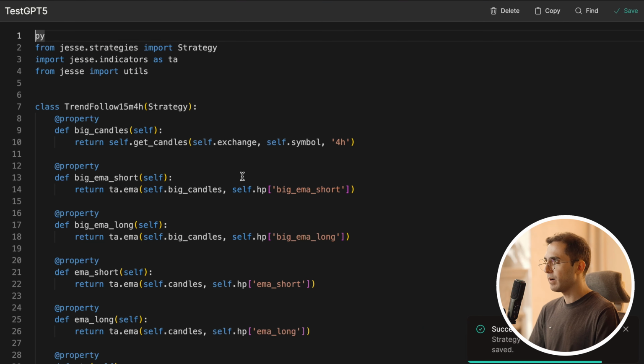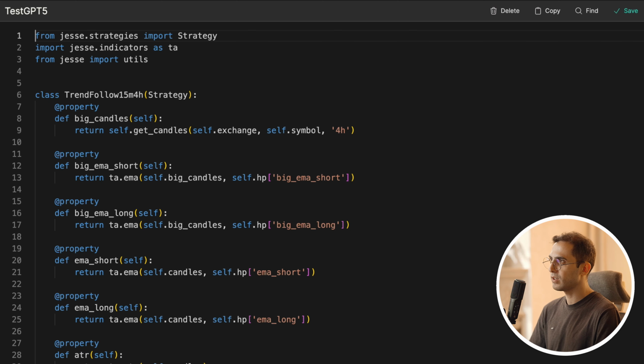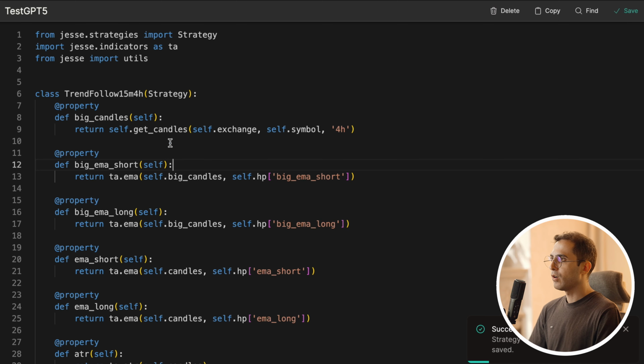Update our code. Now, by the way, I've seen this before. Sometimes it adds an extra py here, which breaks the execution. So let's remove that one. All right, so it defined the big candles as a separate property using the get candles method of Jesse, passing the current exchange symbol and the 4 hours time frame, which is what we asked for. It defined it like this so that later it can use it twice. So that makes perfect sense.